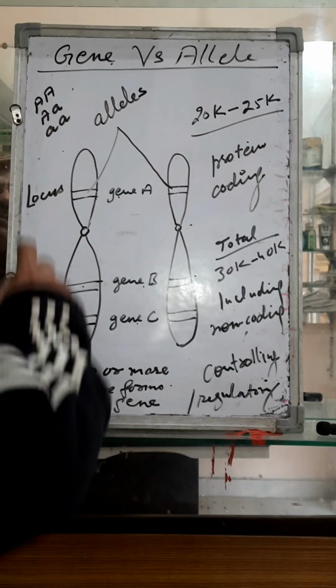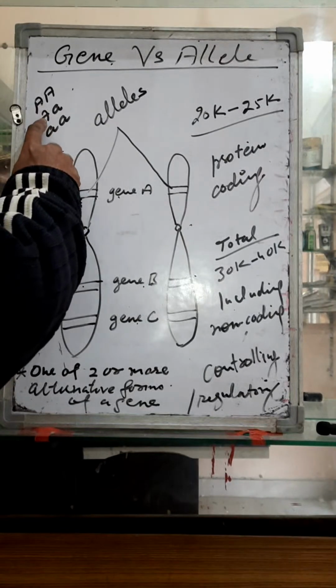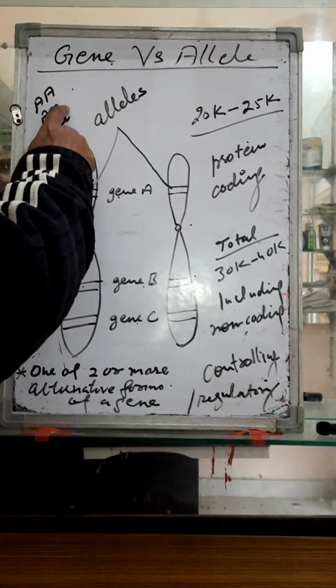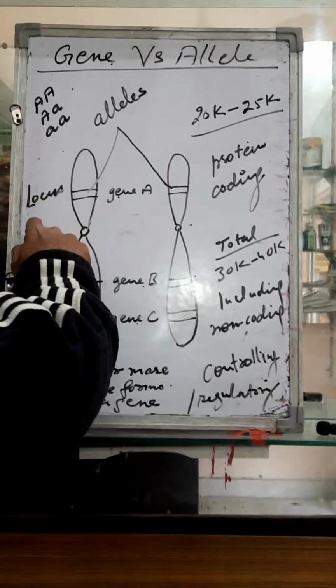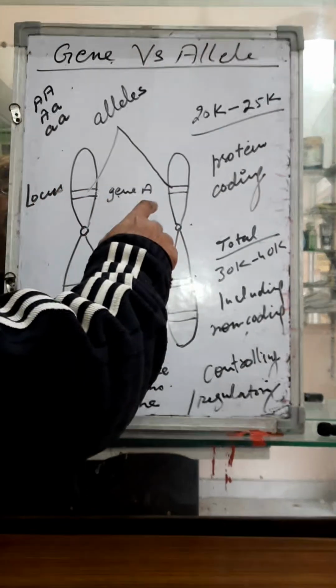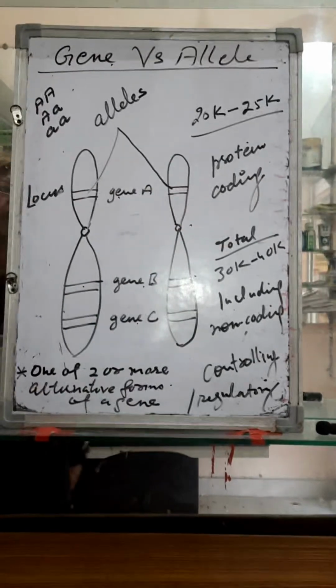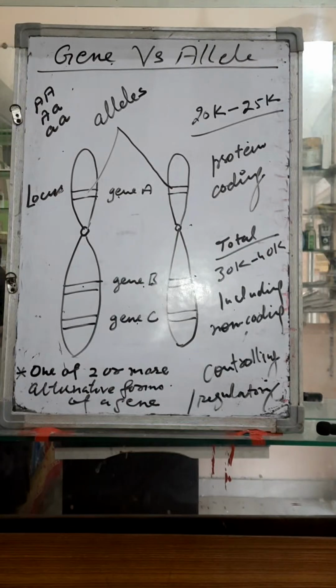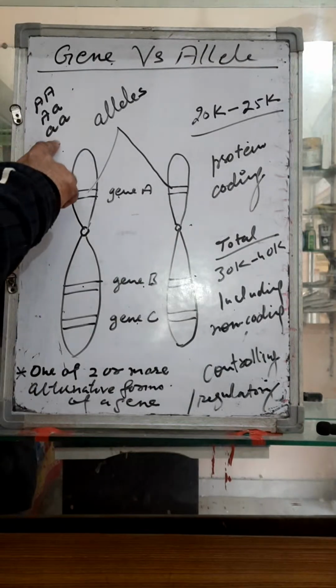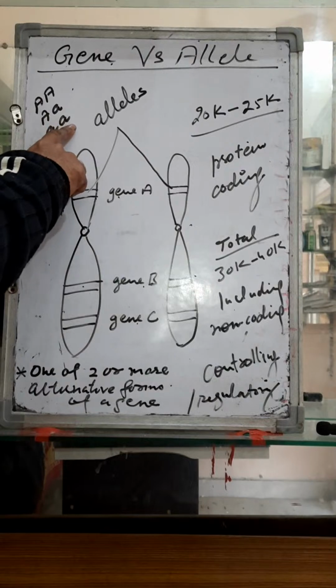And if one is a capital letter and the other is small, it means one allele is dominant and the other one is recessive, or both may be recessive.